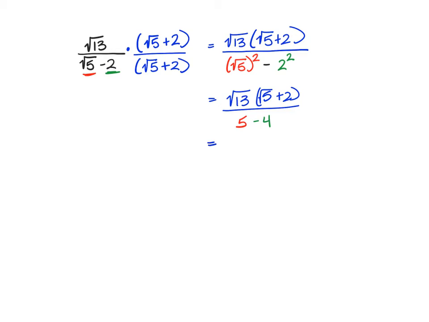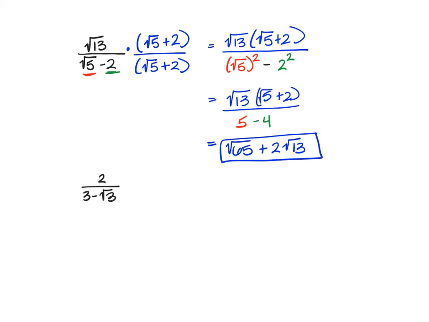So then we can just multiply out the numerator. So root 13 times root 5 is root 65. And then root 13 times 2 is just going to be 2 root 13.